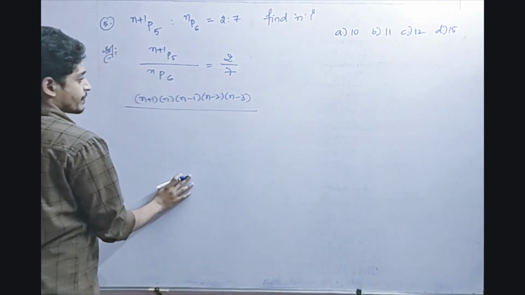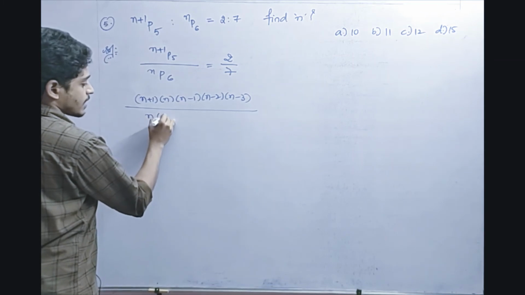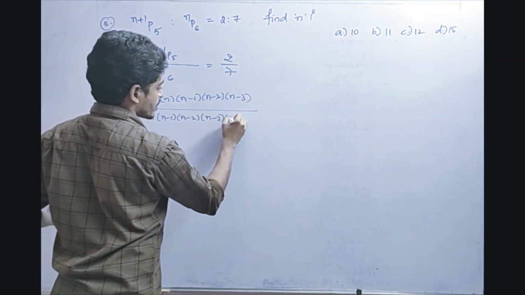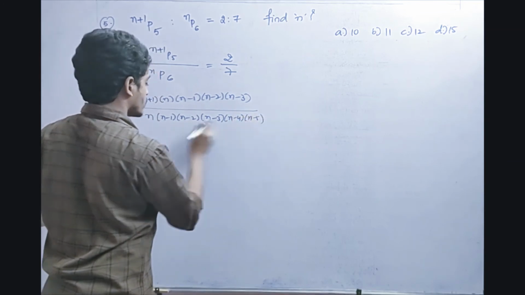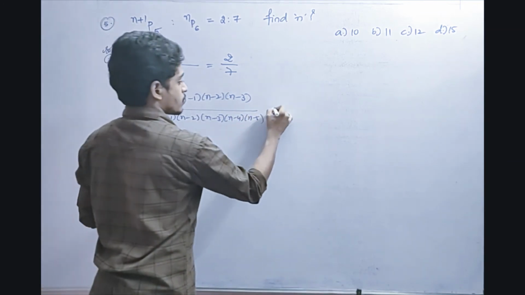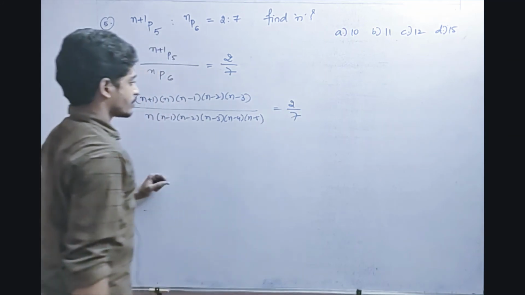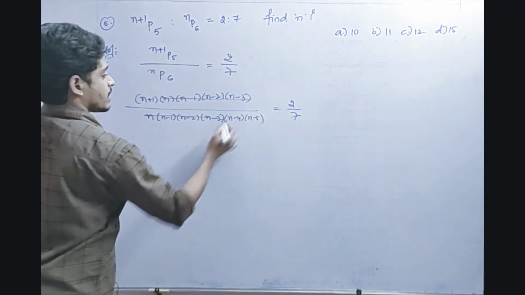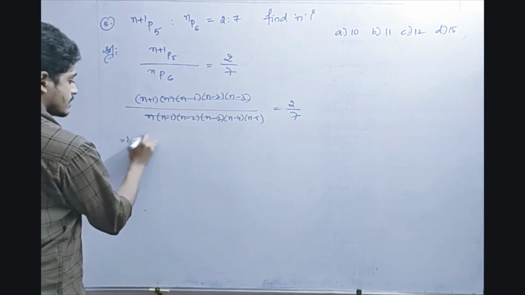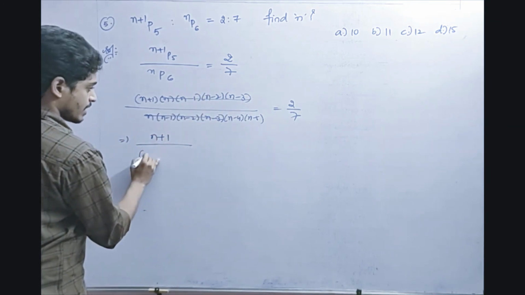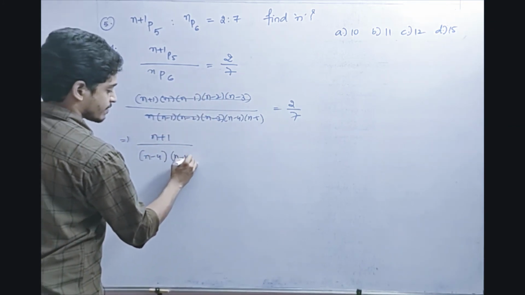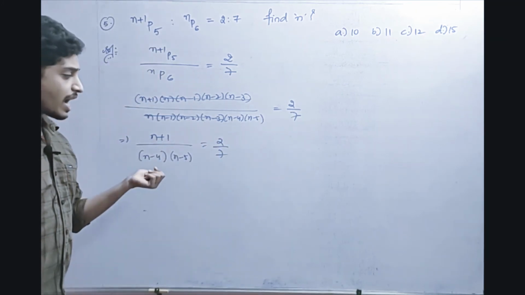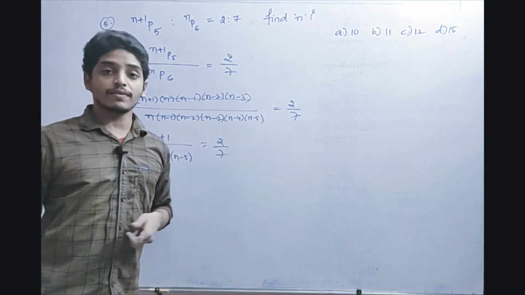Yes. Now see friends, nP6 means n into (n minus 1) into (n minus 2) into (n minus 3) into (n minus 4) into (n minus 5). So these are the 6 terms I got finally. So 2 by 7. Yes or no? So now how can I cancel these 3? These 4 can I cancel? Yes. Now (n+1) whole divided by (n minus 4) into (n minus 5) equals 2 by 7. Now friends, don't go for cross multiplication, because he has already given options for us.